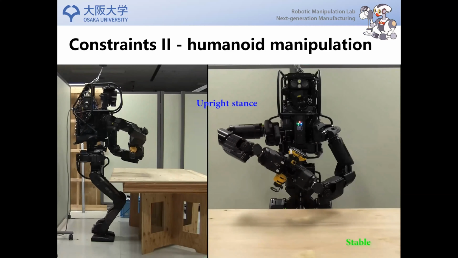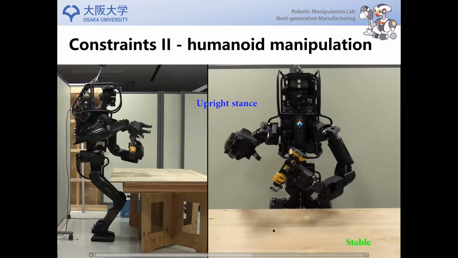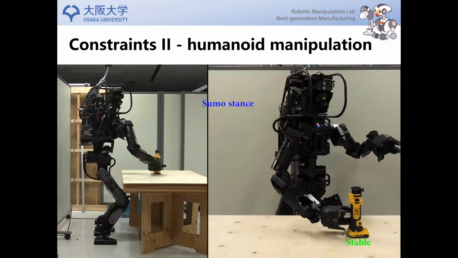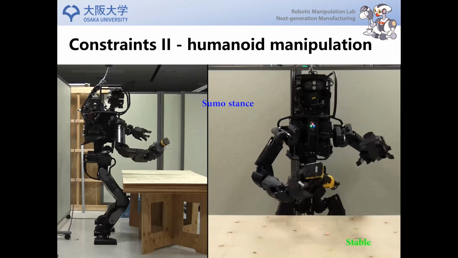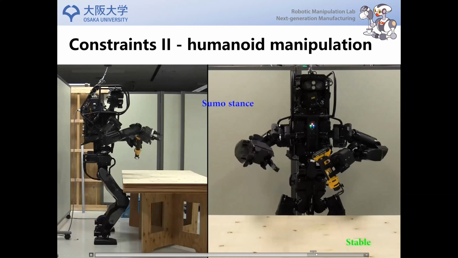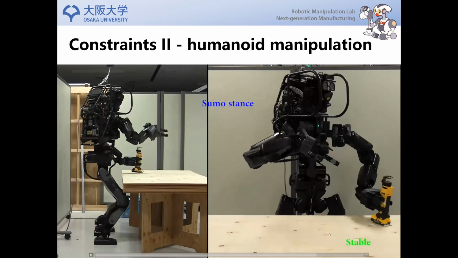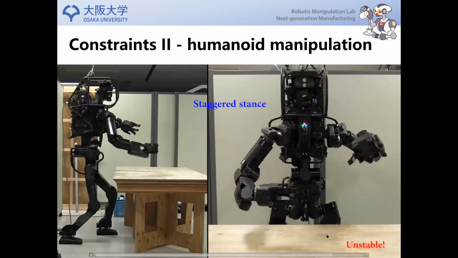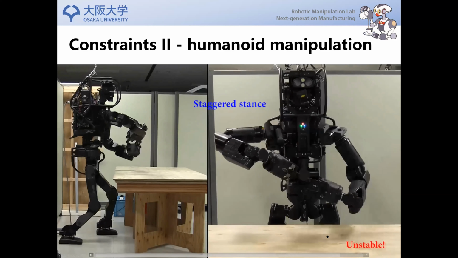dangerous handover motions. And here are two successful handover motions generated. And this is the second one. And third, I'm going to show a failure case. In this case, the constraints were not well considered, and then the robot fails.